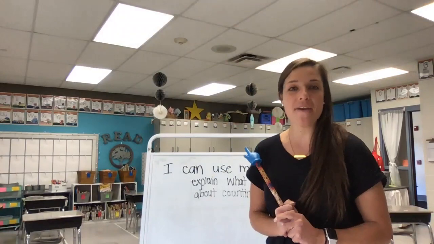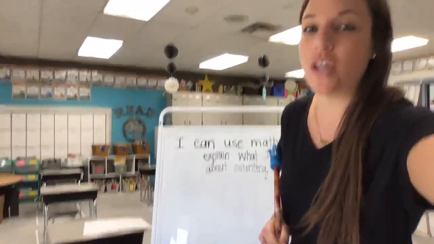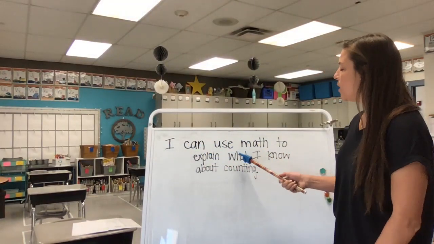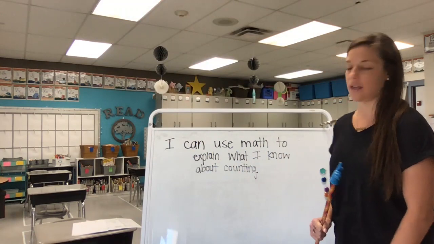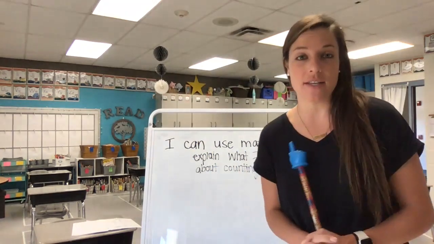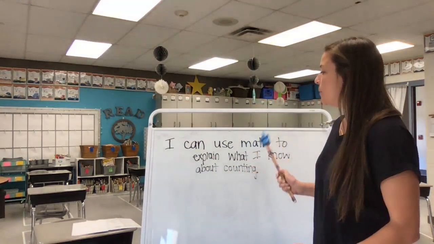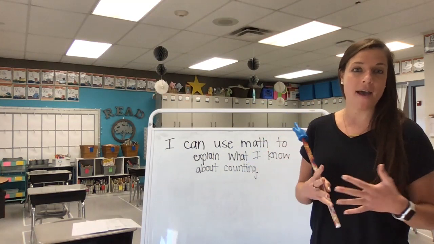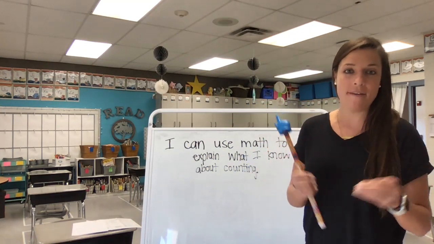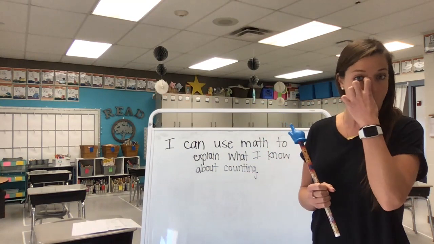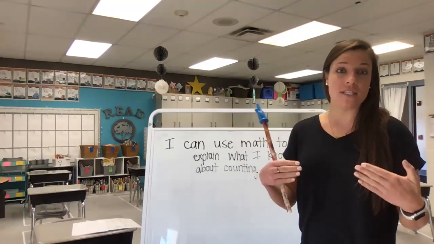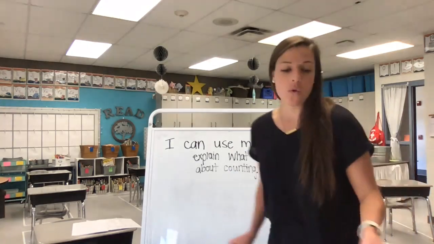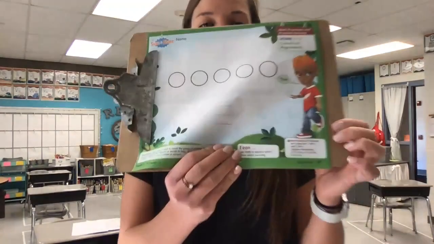All right, welcome back friends. Today for math, our learning target says, I can use math to explain what I know about counting. There's a lot of words in our learning target today. So what we're going to do is show how we know how to count to our number 5 and other numbers within 5, 0, 1, 2, 3, 4, using our strategies that we've been practicing, like marking out while we count, okay? So we're gonna turn to page 67 first.